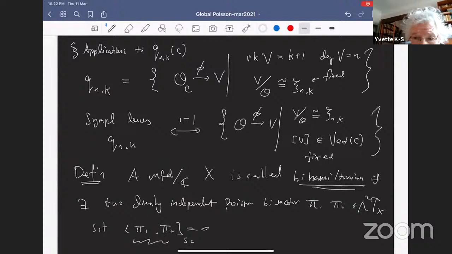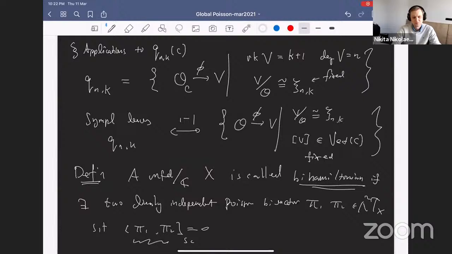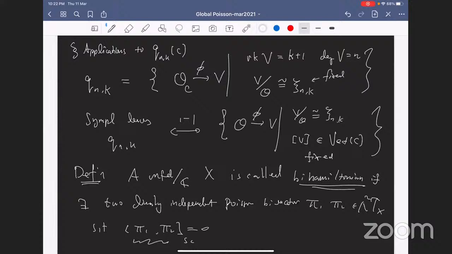And in the case at hand, is it the case? Sorry? This is my question to the speaker. Would one of them, or one linear combination, be symplectic, or at least symplectic on some dense subset? No, because you see here n can take any value. The dimension of Q_{n,k}, as a projective space, is n minus one. For example, if n is even, then it's not generically symplectic. For n odd, we know exactly for which k it is generically symplectic.